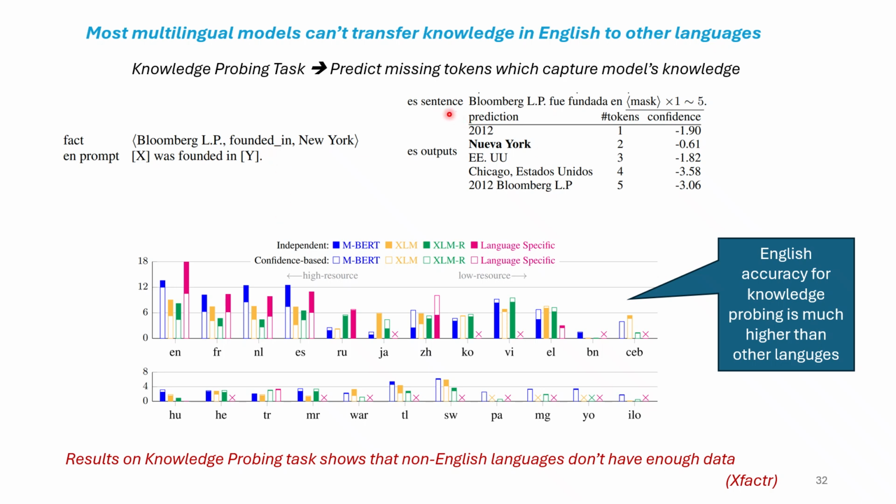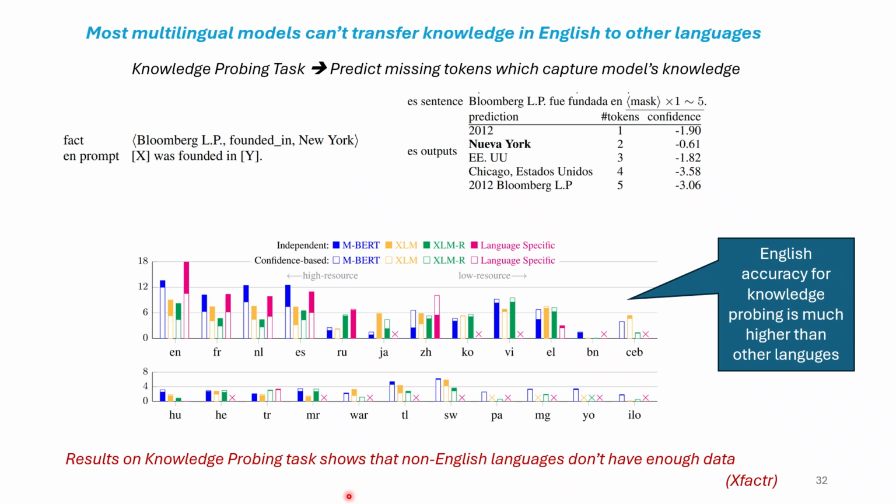For example, for the English sentence you want to predict, okay, Bloomberg was founded in, and the answer should be New York. And you have the same prompt in another language, say Spanish. Bloomberg LP fue fundada en, pardon my Spanish, and you would want to predict Nueva York. Now, does this prediction accuracy in Spanish and English remain the same for the same set of prompts? In fact, it doesn't. The English language performance is typically higher than performance in other languages, as measured by accuracy.